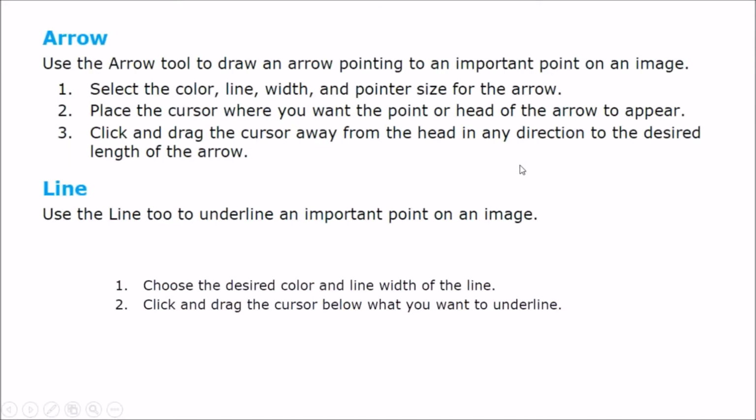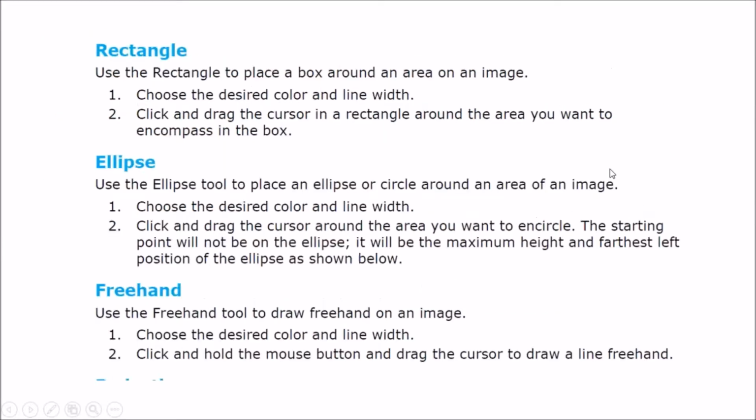And then the arrow tool, pretty self-explanatory. You can select the width of it and the pointer size of the arrow. All of these can be modified. The line tool to underline important points on an image. Rectangle, ellipse tools. Freehand tool, sometimes it's useful when you have a map and you want to draw a path on the map. That's where I've used it. You can drag and drop along the streets to show a different path that was taken by an automobile or something in a particular case.